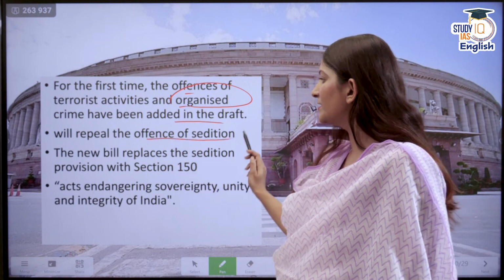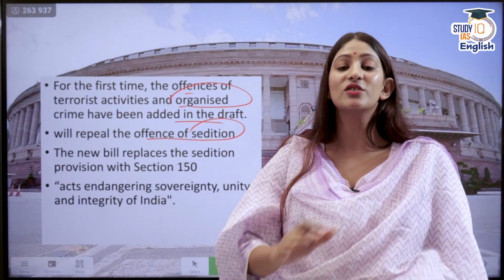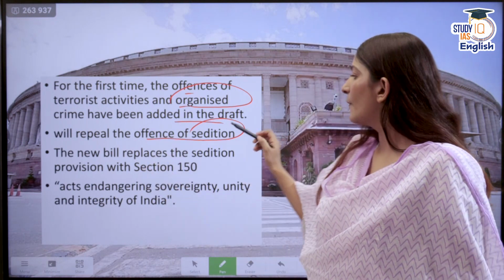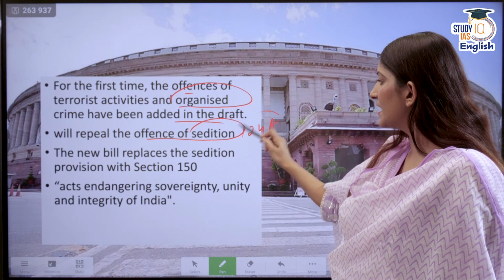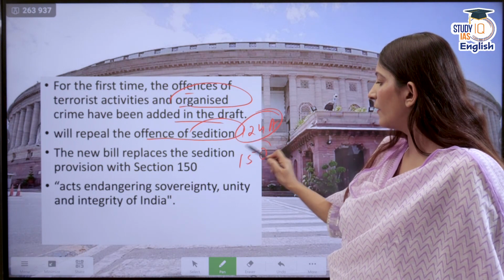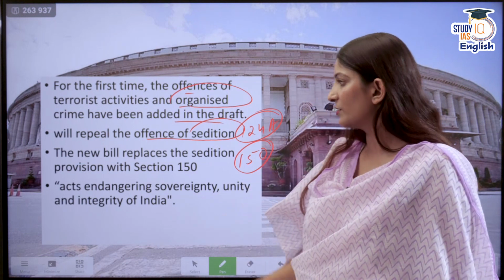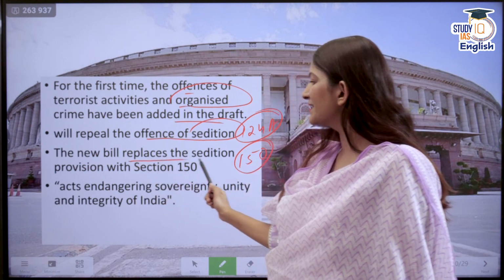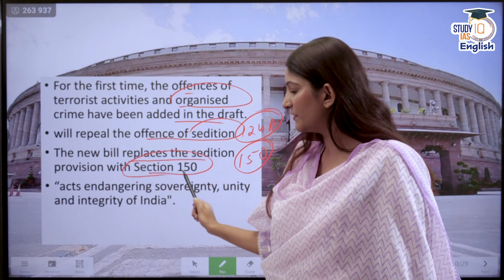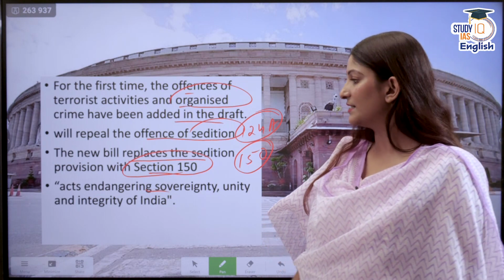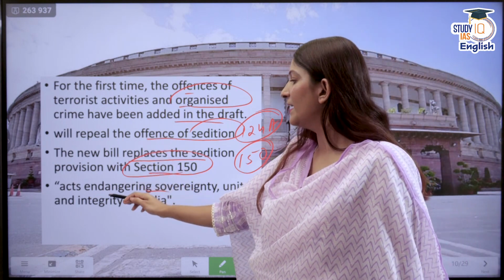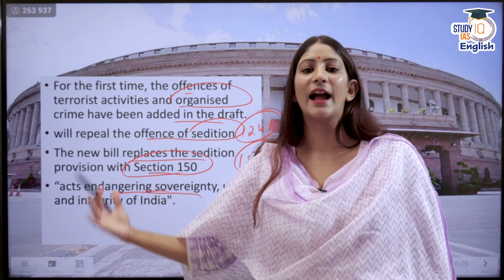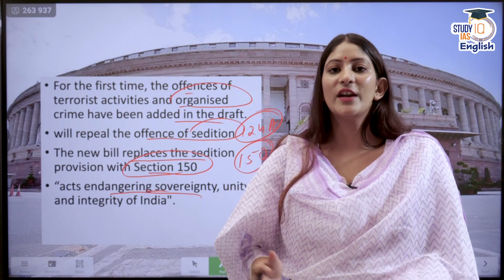It will repeal the offense of sedition. Repeal means sedition will no longer exist as in the IPC. Right now we have 124A, right? But now it has been replaced by section 150 of this particular bill that has been brought out. So do not just think that sedition doesn't exist anymore. It does. The new bill replaces the sedition provision with section 150, and section 150 says these are seditious activities if they are endangering the sovereignty, unity and integrity of India. What is the actual definition has not been provided. So it's a very open-ended term.